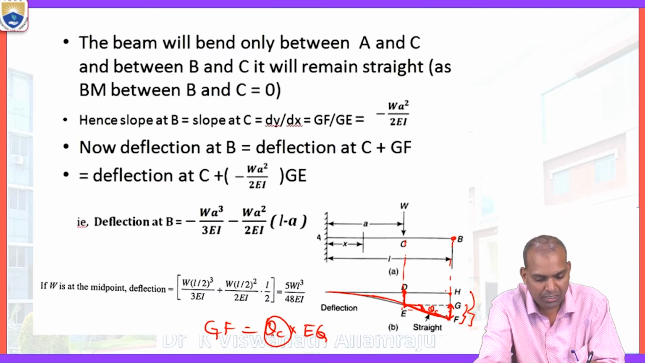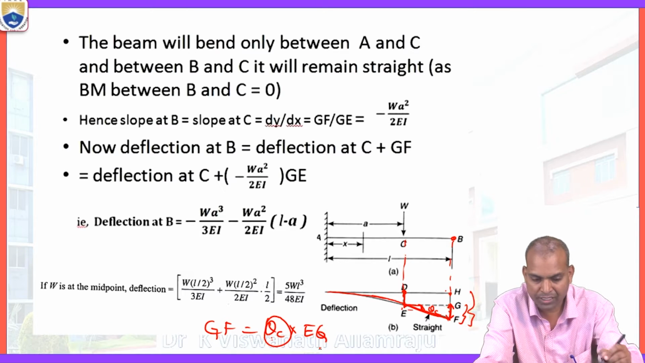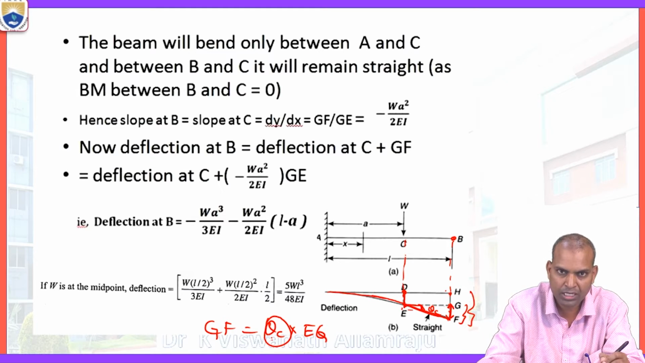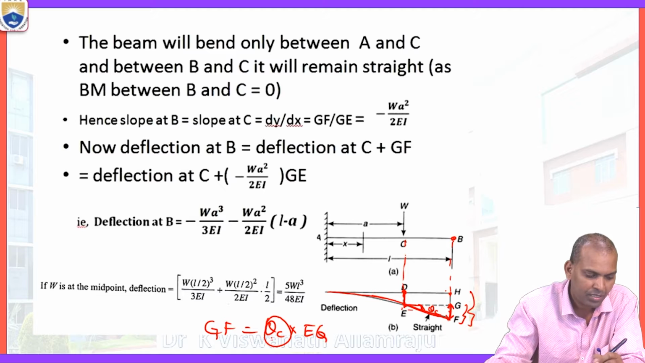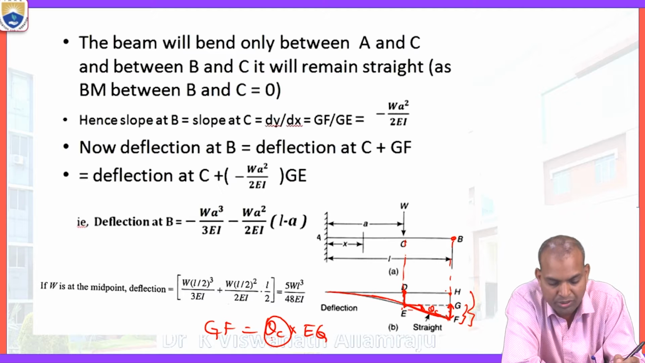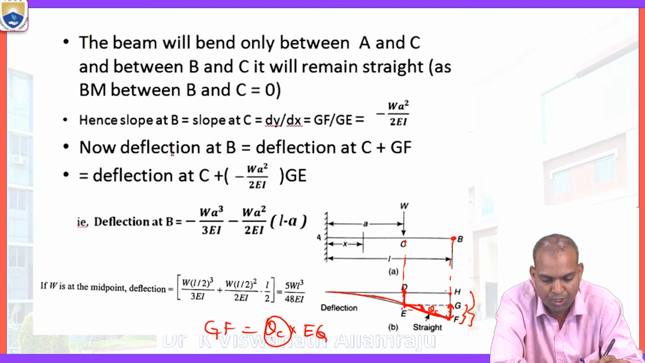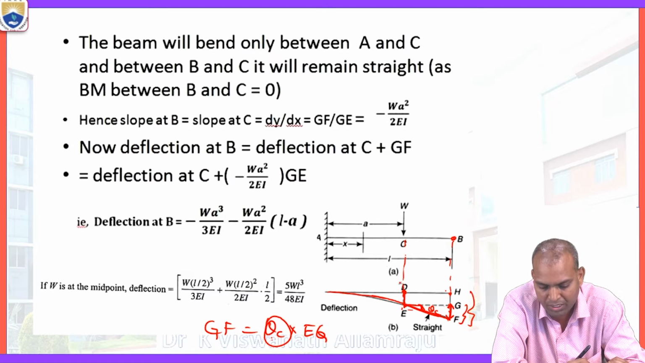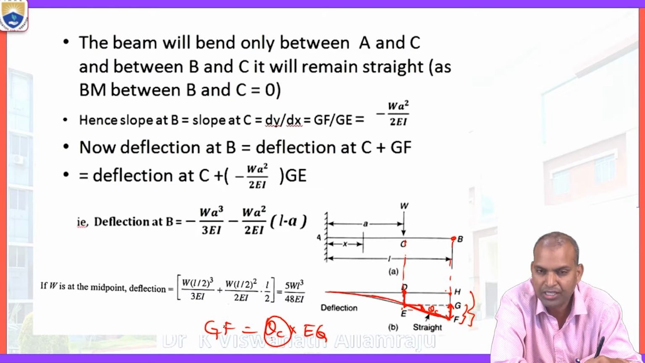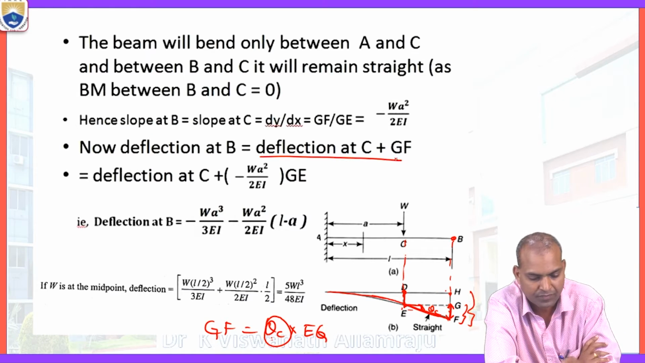What is the slope at C? We already calculated at point C. That is WA square by 2EI. WA square by 2EI is calculated. Now let us substitute deflection at point B. Deflection at point B equal to deflection at point C plus GF value. This is the equation.